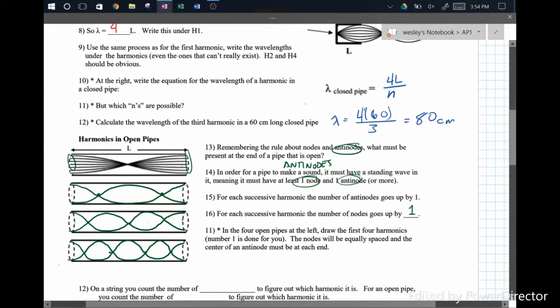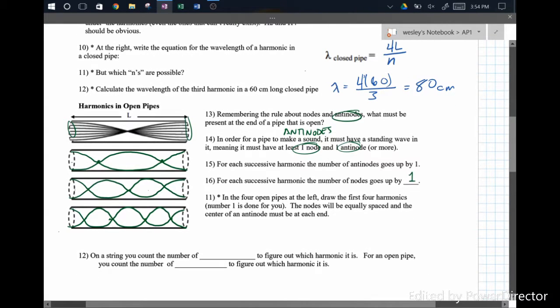That's really the big difference between a string wave. On a string that's going to be clamped at both ends, you count the number of antinodes to figure out which harmonic it is. For an open pipe, you count the number of nodes to figure out which harmonic it is.